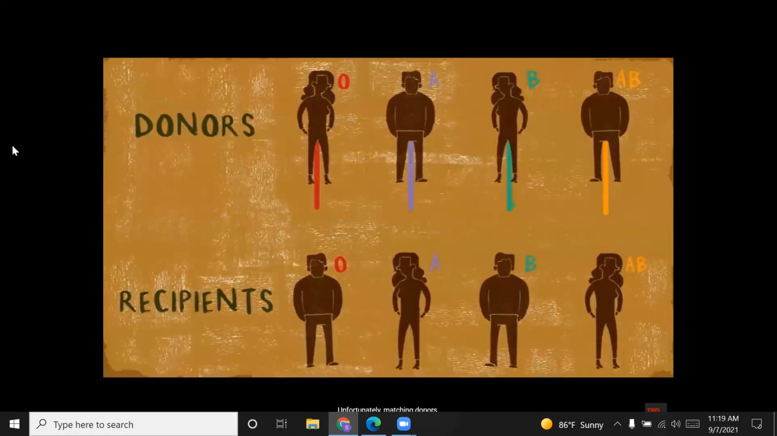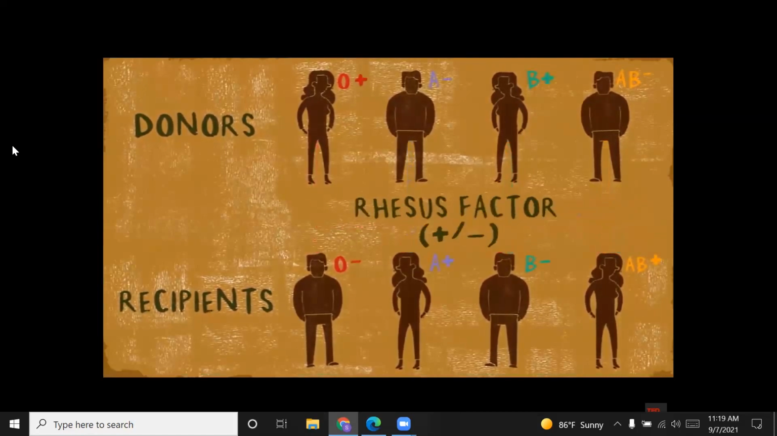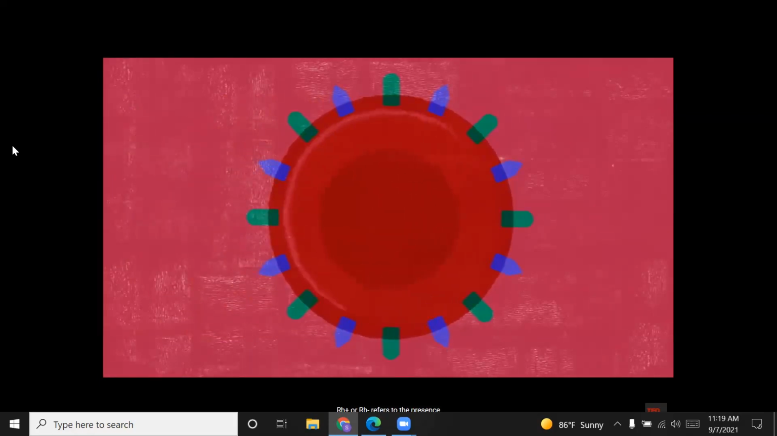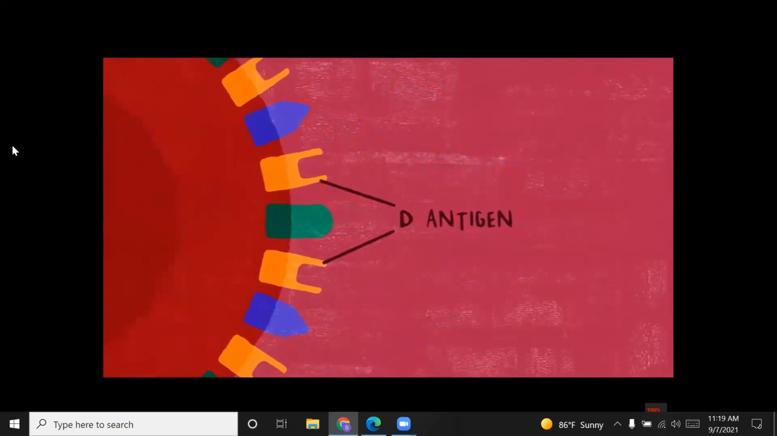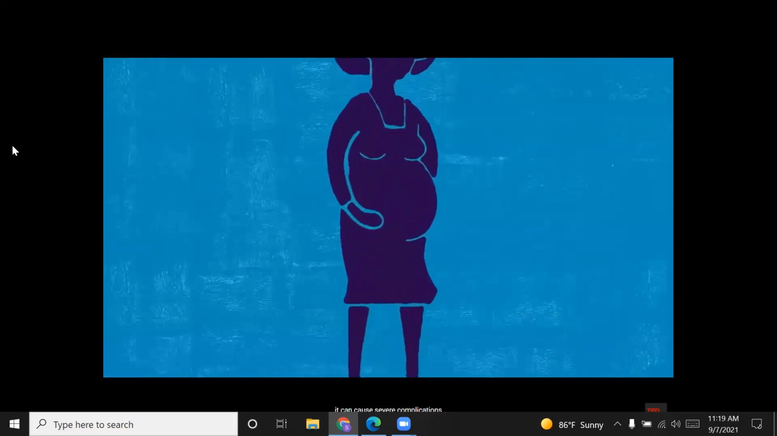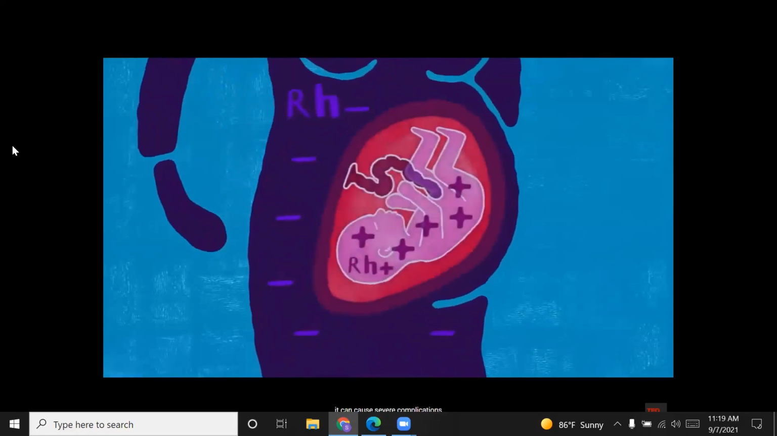Unfortunately, matching donors and recipients is a bit more complicated due to additional antigen systems, particularly the Rh factor, named after the rhesus monkeys in which it was first isolated. Rh plus or Rh minus refers to the presence or absence of the D antigen of the Rh blood group system. And in addition to impeding some blood transfusions, it can cause severe complications in pregnancy.